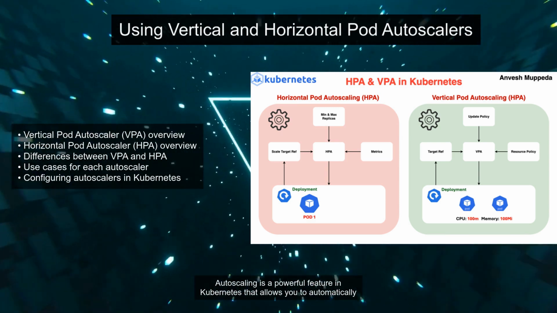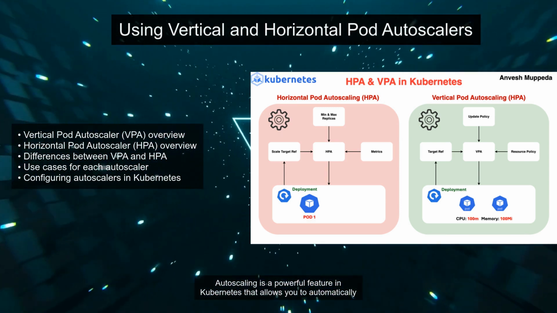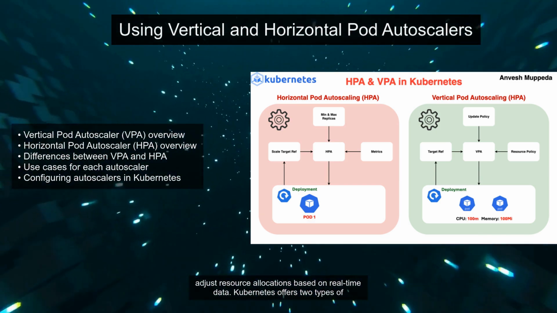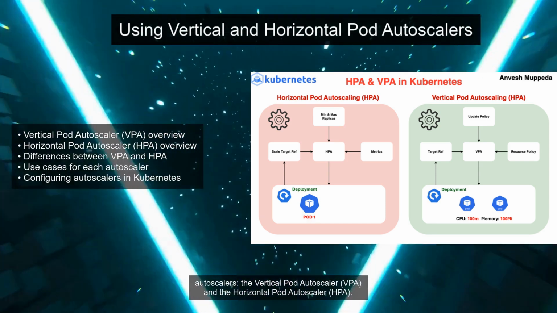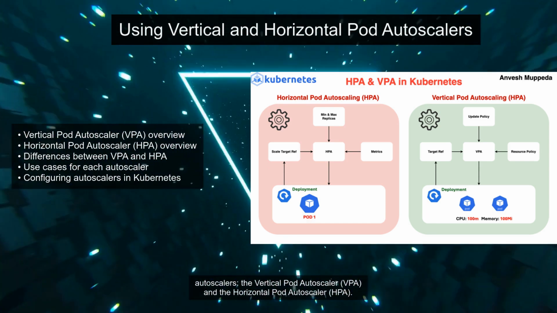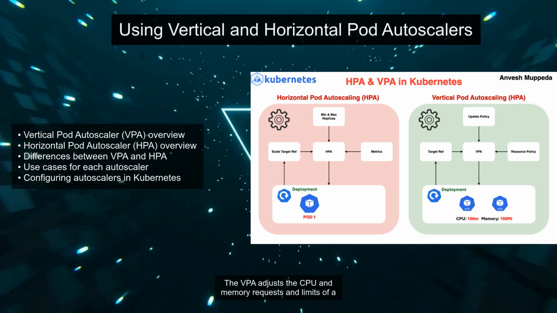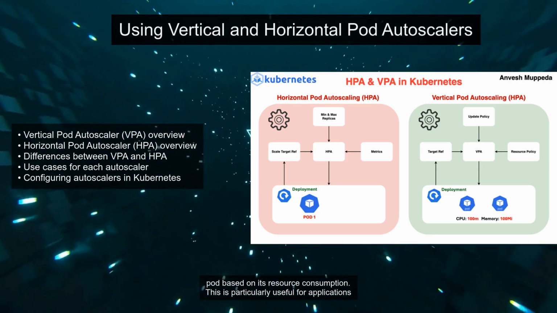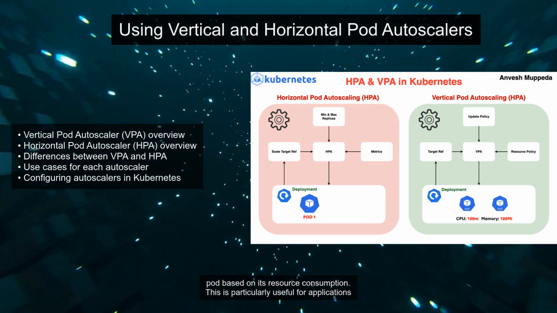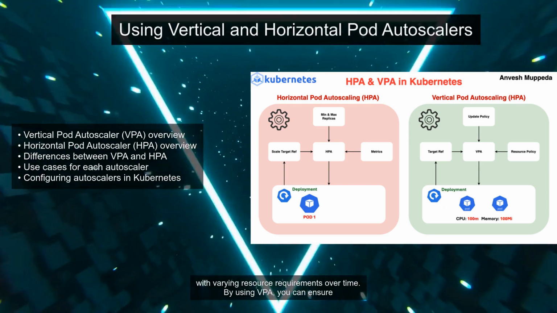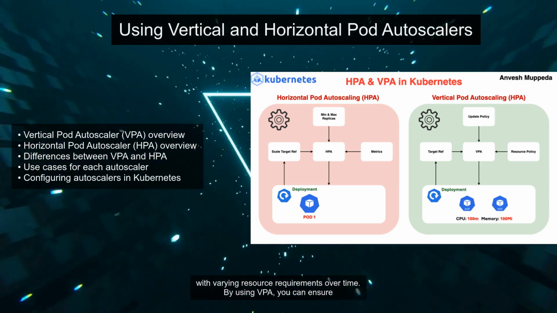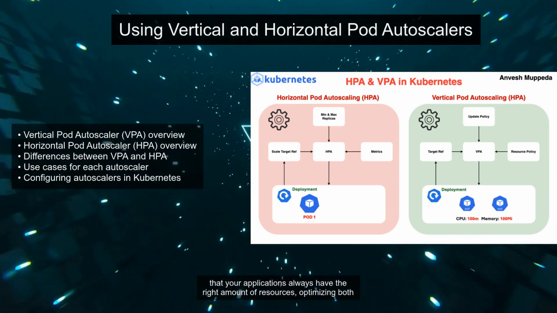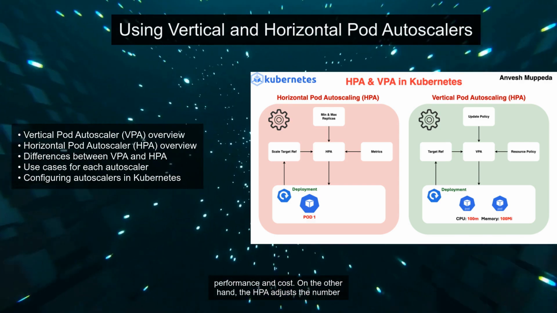Autoscaling is a powerful feature in Kubernetes that allows you to automatically adjust resource allocations based on real-time data. Kubernetes offers 2 types of autoscalers: the vertical pod autoscaler (VPA) and the horizontal pod autoscaler (HPA). The VPA adjusts the CPU and memory requests and limits of a pod based on its resource consumption. This is particularly useful for applications with varying resource requirements over time. By using VPA, you can ensure that your applications always have the right amount of resources, optimizing both performance and cost.